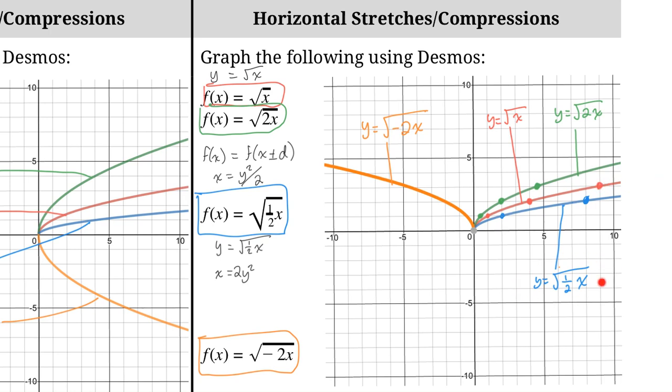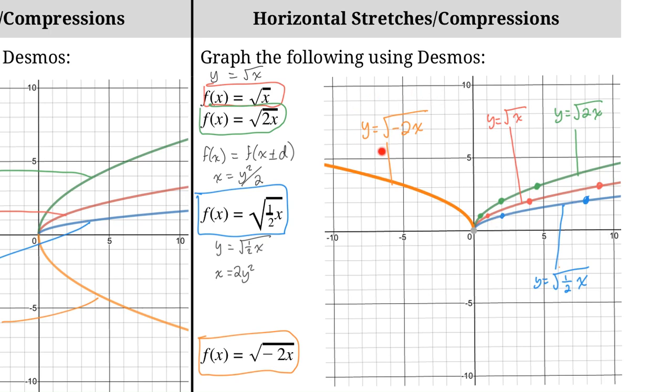So in our function, y equals the square root of 1 over 2x, this is actually a horizontal stretch because all of our points have stretched. All of our x values have been multiplied by 2.